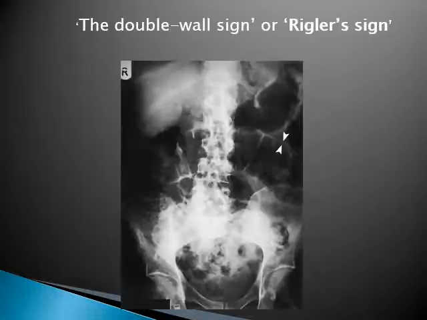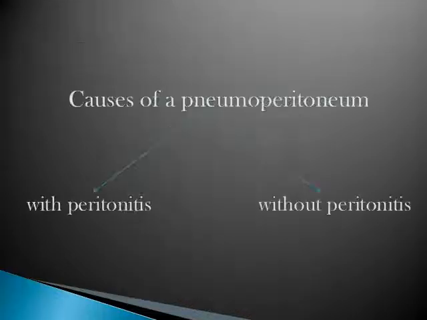There are some signs of free gas in the peritoneal cavity, as discussed here. The example is the double wall sign, or Rigler sign, that is, both sides of the wall of the loops of bowel become visible because of gas on the inside and gas on the outside. Try to find such an isolated viscus, such as the stomach or a bowel loop. But remember that closely opposed loops may give a false positive double wall sign when back to back.